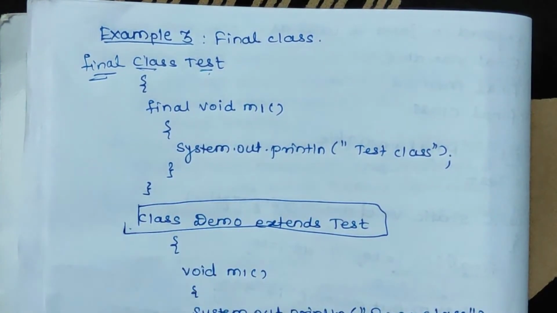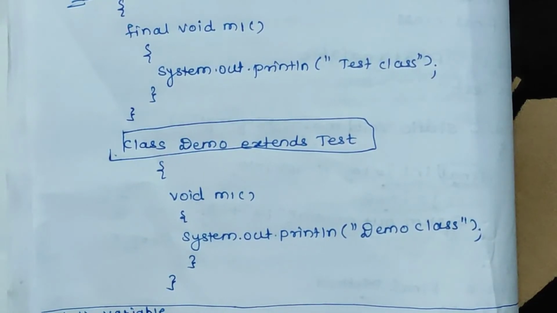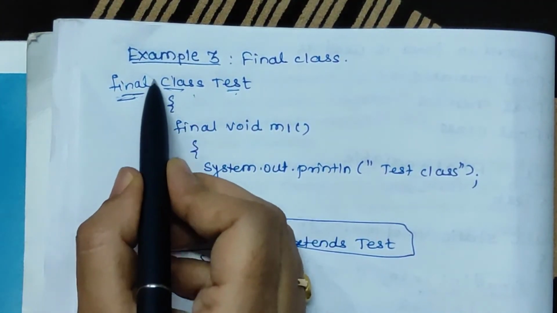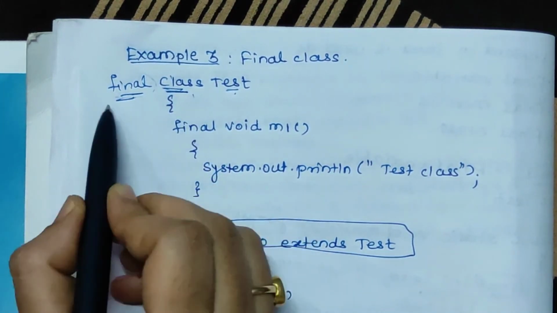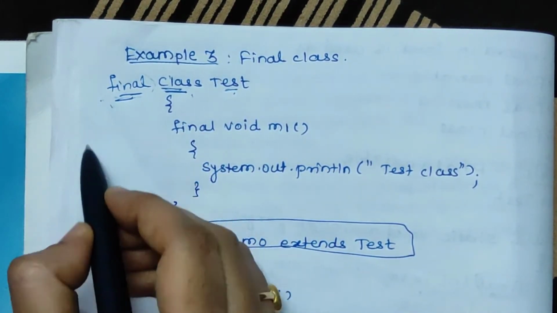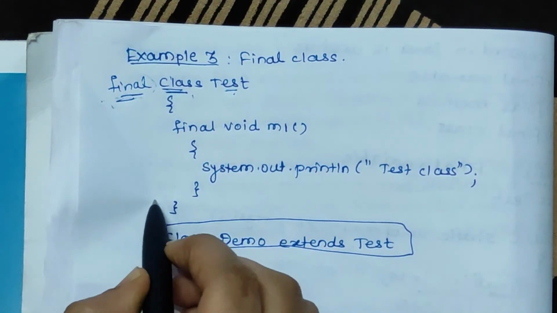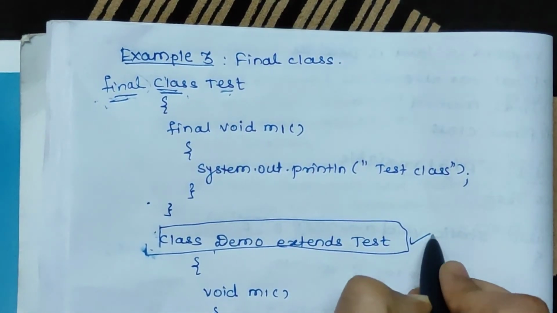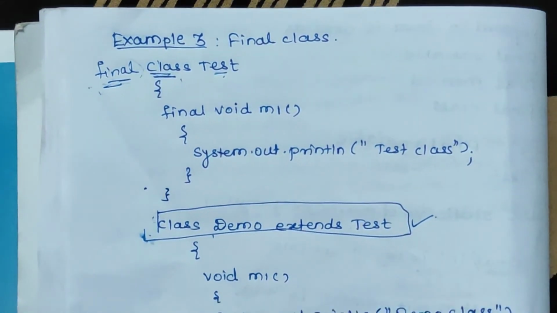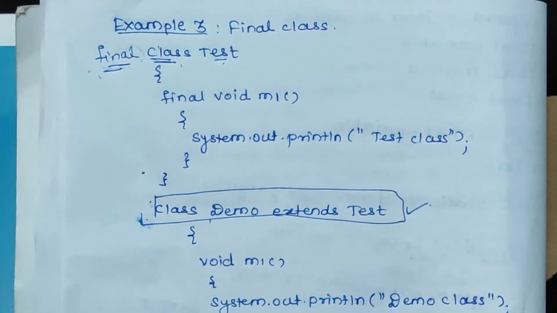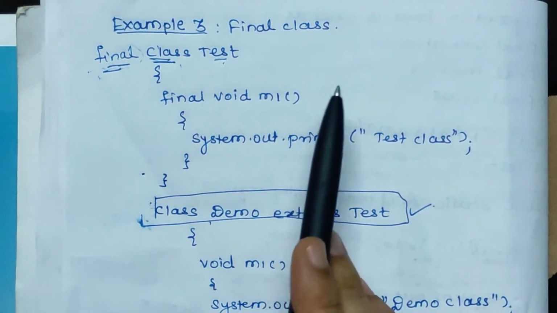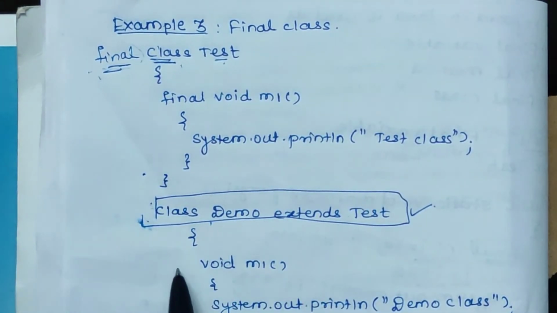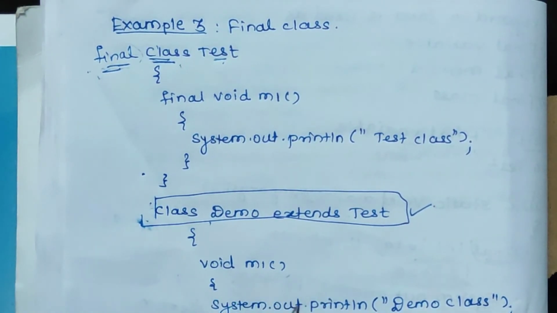That is, when you try to compile this program, it will give you an error because if you write the final keyword before a class, it will not be possible to use that class for inheritance. That's why it will give you an error. So these are the three uses of the final keyword in Java. You can use it as a final variable, you can use it as a final method, and you can use it as a final class.